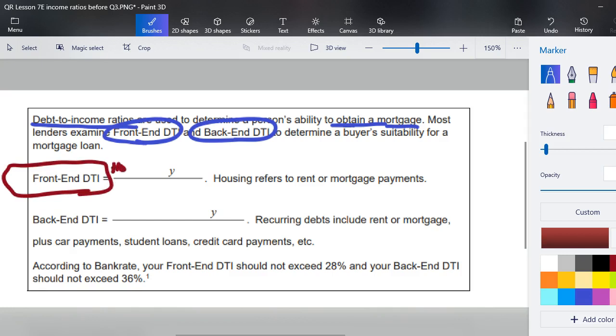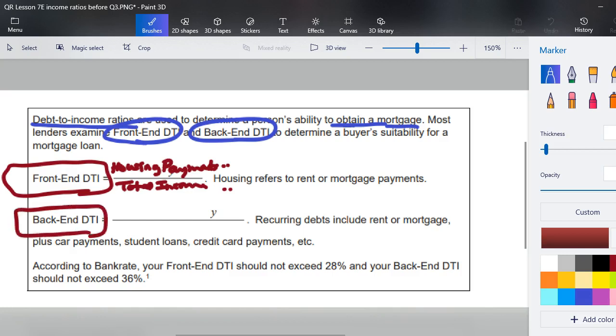Let's start by looking at front end DTI. Front end DTI, you need to memorize front end DTI. I don't have everything up here, but I'm going to write in housing payments. Housing payments in the numerator, denominator would be total income. Housing refers to rent or mortgage payments. We're going to need to keep them in the same unit, either month to month or year to year, but we need to keep them the same unit.